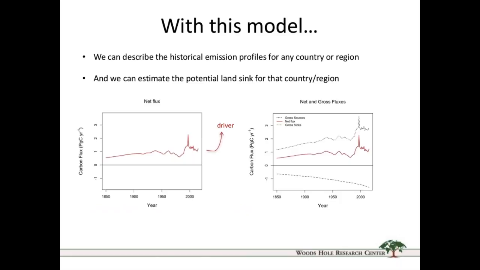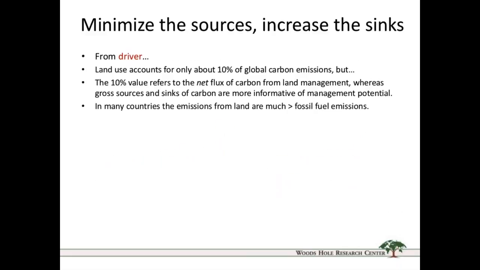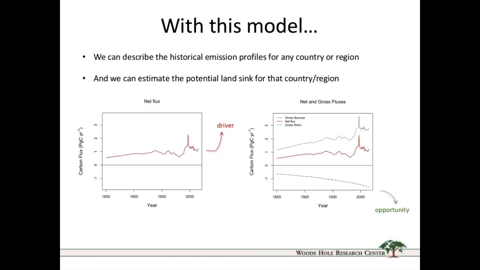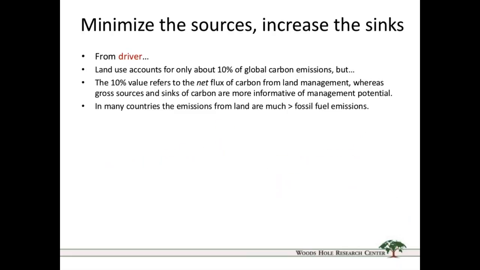And so he described the historical profiles for any country or region. This is sort of the driver, part of the driver to climate change. We can also estimate what the potential is for taking carbon out of the atmosphere. And as I mentioned for Mexico, I think this is a global estimate of this growing sink of forest recovery from harvests or from agricultural use. So that represents an opportunity. That's a negative emissions, carbon out of the atmosphere.